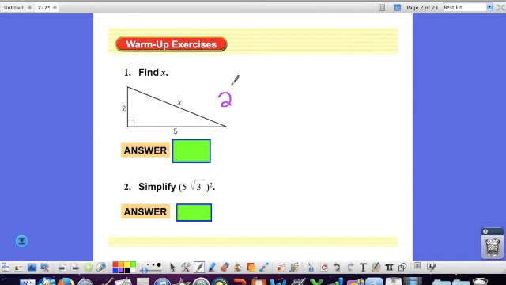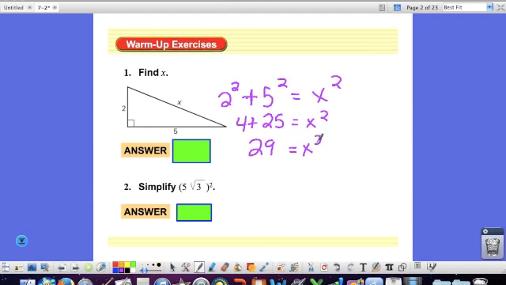So basically 2 squared plus 5 squared is going to equal x squared. 2 squared is 4. 5 squared is 25. So 4 plus 25 is 29, which equals x squared. So the square root of 29 is going to equal x.